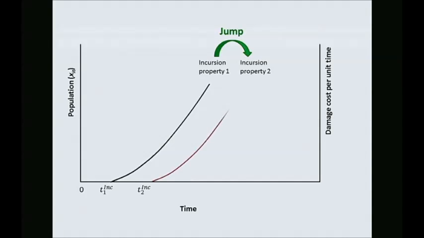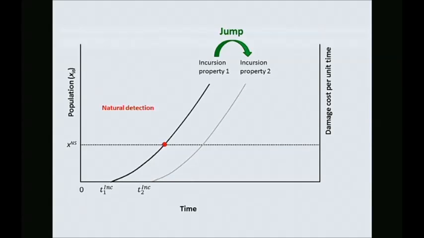So as the population grows, there's a possibility of the pest jumping between properties. So the incursion on one property can lead to an incursion on another property with associated damage that's increasing through time as the pest population increases.